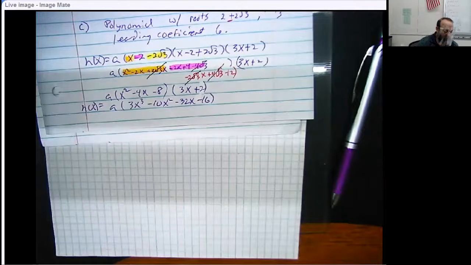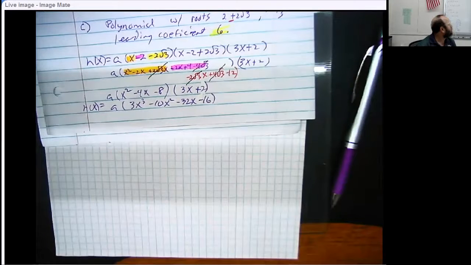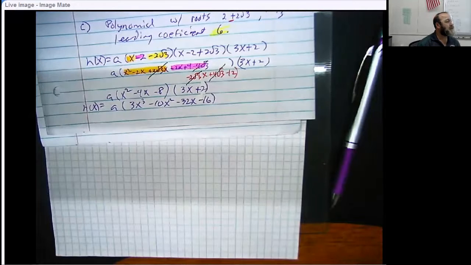Oh, I missed one little piece of the question that was very early. It says, wait a minute, my leading coefficient was supposed to be 6. What does that make A then?